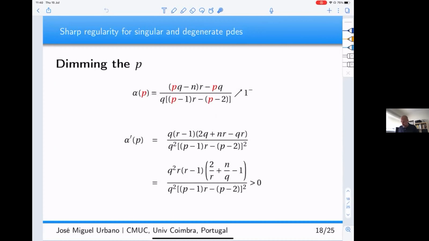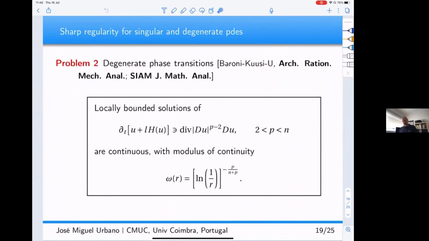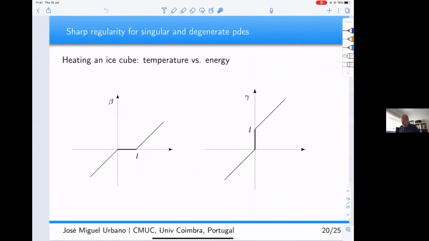Okay, so we also treated the case of degenerate phase transitions. So let me say a few words about this. There's going to be a talk this afternoon at 3, where this question is going to be addressed, the derivation of the modulus of continuity for solutions of the Stefan problem, the two-phase Stefan problem, basically. So here we are dealing with a PDE of the following form. The principal part is exactly the p-Laplacian as before, but here we don't have the time derivative of u. We have the time derivative of u plus something. Let me explain what this is.